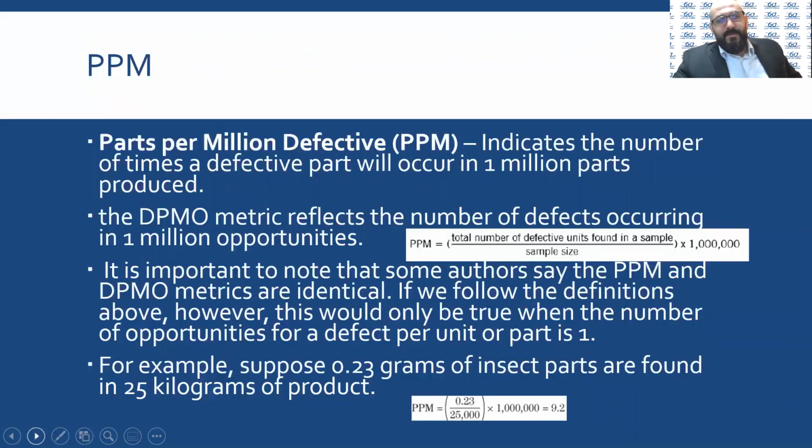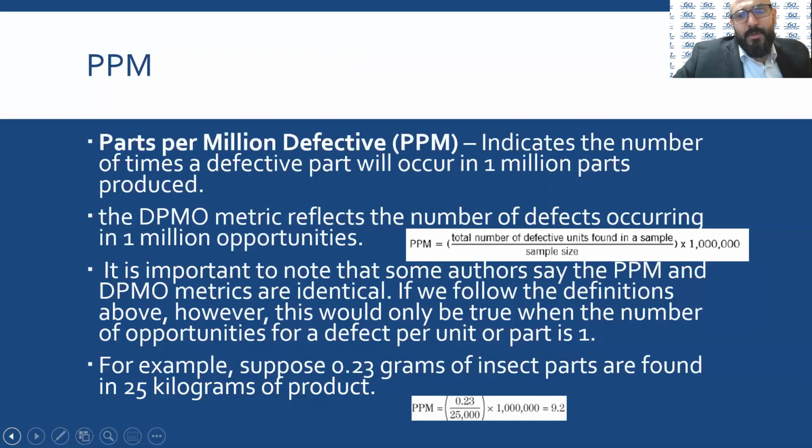The last 2 slides of this video talk about the PPM. It's another concept. Parts per million defects indicates the number of times a defective part will occur in 1 million parts. How many defects will occur in 1 million parts? This is what we call the PPM. The DPMO metric reflects the number of defects occurring in 1 million opportunities. To find the PPM, that would be the total number of defects divided by the sample size times 1 million.